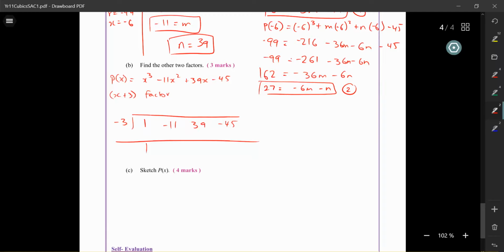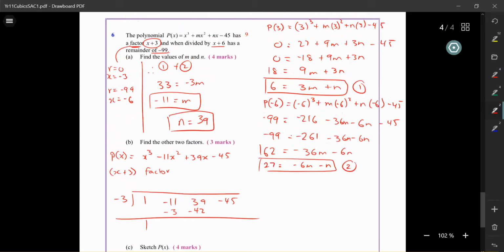Drop down the value, so 1 goes down, negative 3 times 1 is negative 3, negative 11 minus 3 is negative 14, and then negative 3 times negative 14, what is that again, negative 42, and then negative 42 plus 39, that's negative 3, I think, yeah, negative 3 times negative 3 is positive 9, that doesn't work out. I've done something wrong. What did I do? Uh-oh. Did I write the equation wrong?